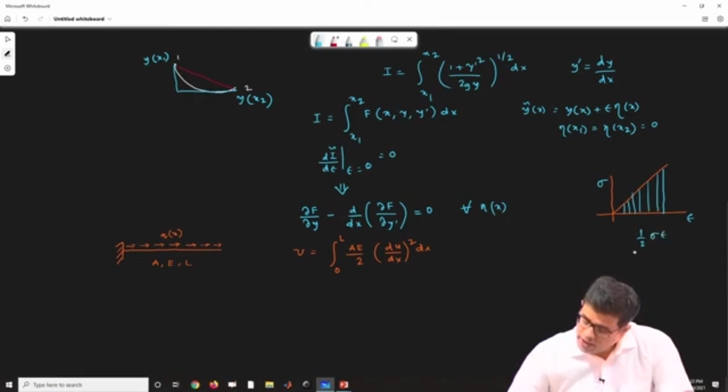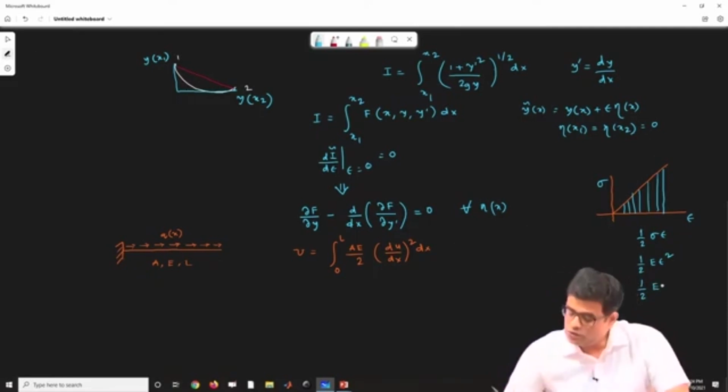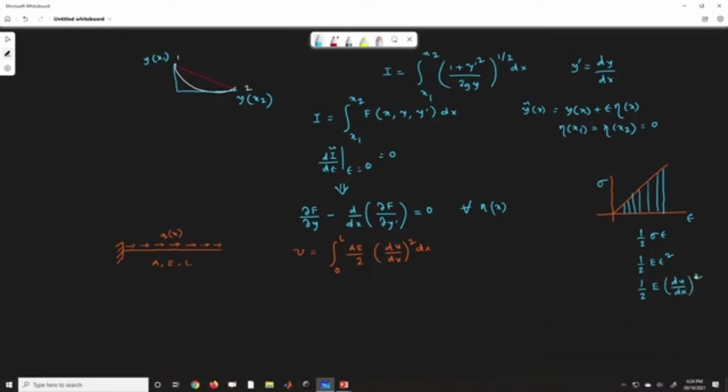Sigma is again E into epsilon, so it is E into epsilon square. Now what is E? E is the Young's modulus, and epsilon is the strain. So I can write it as (du dx) whole square, right? Now again if I write this, then I have to integrate, right?